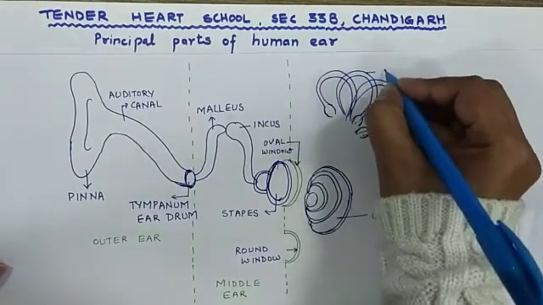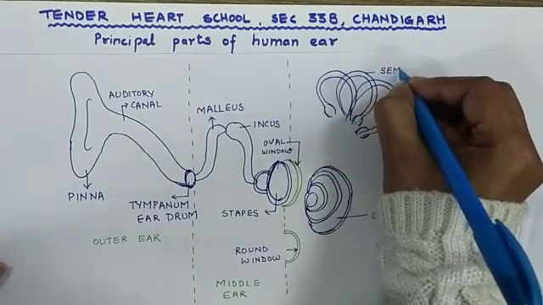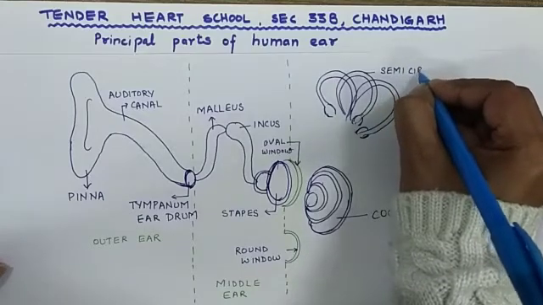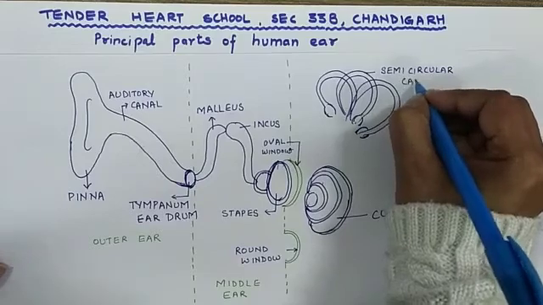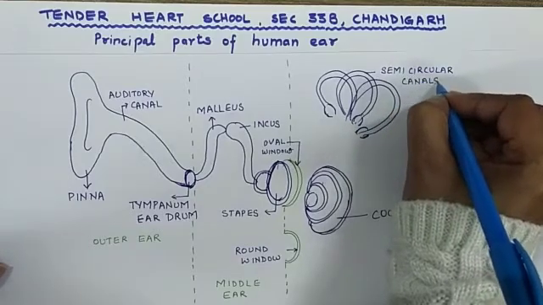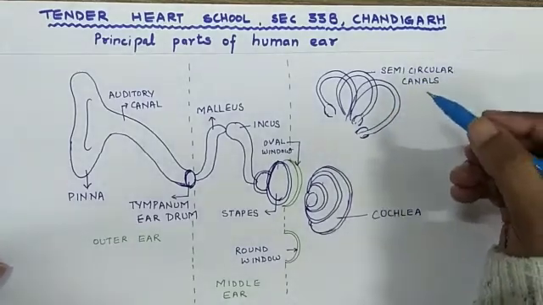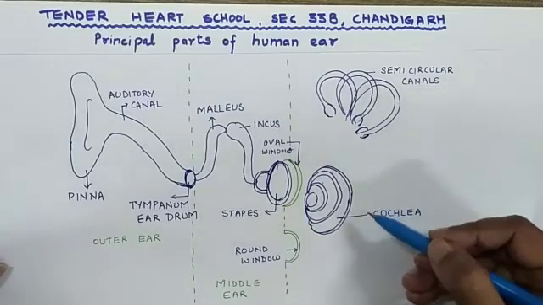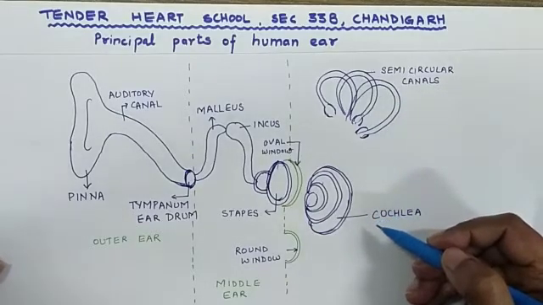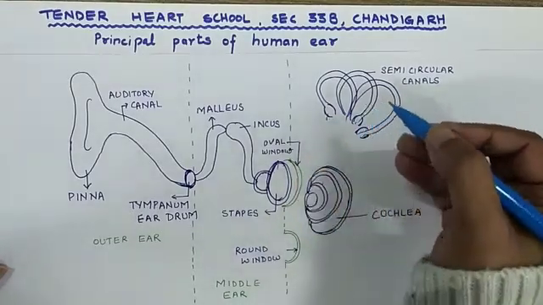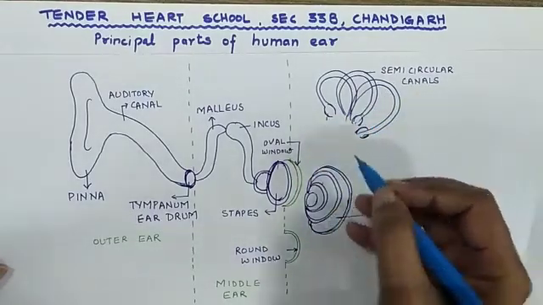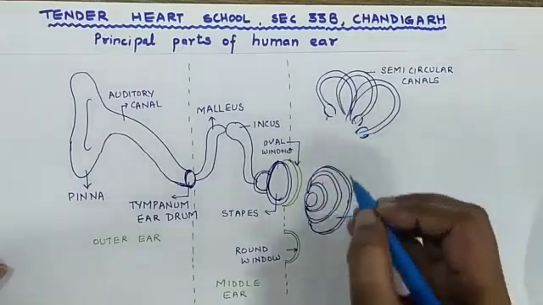So this is our semicircular canals, right? So in the inner ear we have the semicircular canal, the cochlea, and the vestibule. The vestibule is the connection between the semicircular canal and the cochlea. It is connecting the semicircular canal with the cochlea.